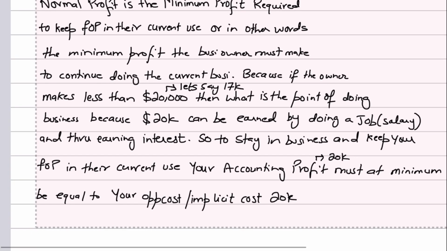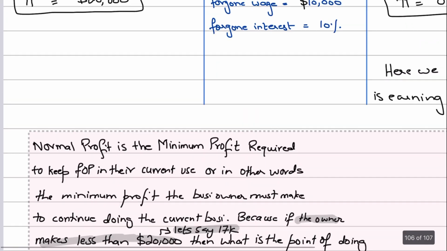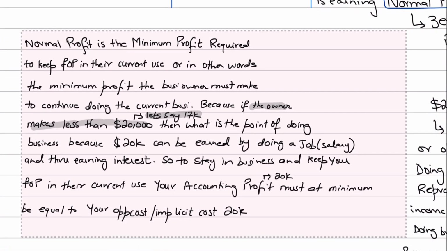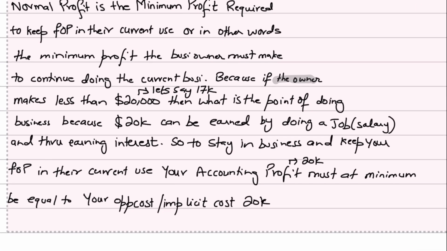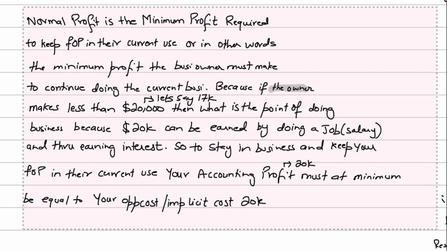Why? Again, what I've written is that if the owner makes less than $20,000, let's say if the business makes a profit of 17,000, यानी अगर मेरा accounting profit 17,000 है, यहाँ पे if the business makes less than 20,000 means I'm talking about the accounting profit, ठीक है? If the business owner is making an accounting profit of 17,000, while the opportunity cost as in the income from salary and interest is 20,000, then what's the point of doing business? Close the business, earn from salary and interest. Right? So what's the point of doing the business?